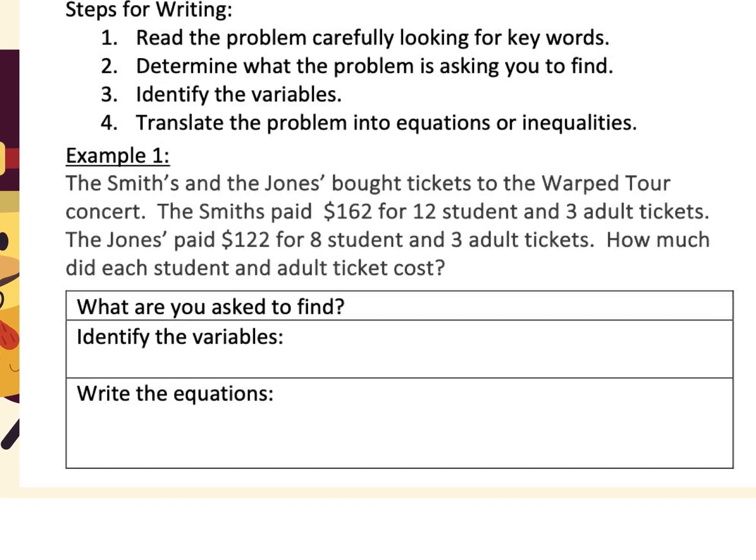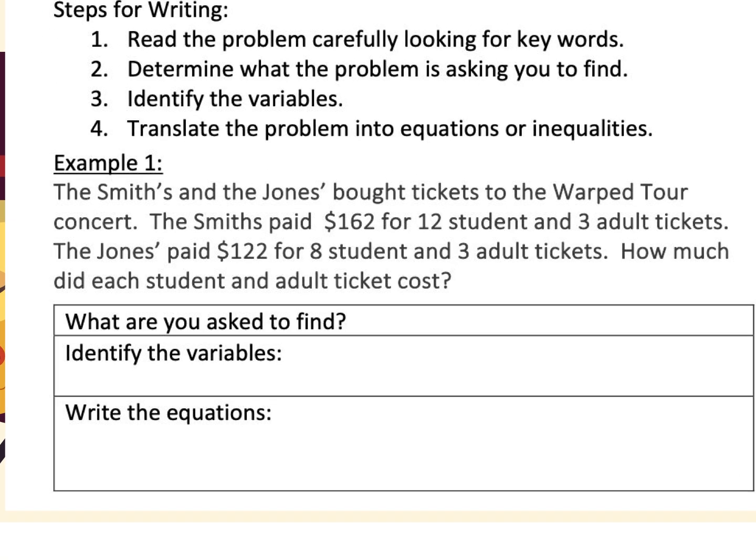So when we're writing today, things to pay attention to: read carefully. We're looking for keywords: each, every, per, for, times, total, less than, all of those. Determine what the problem is asking. Identify the variables. What is x? What is y? And we're going to go from words into symbols.